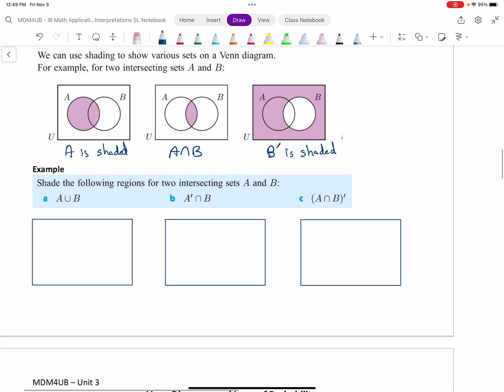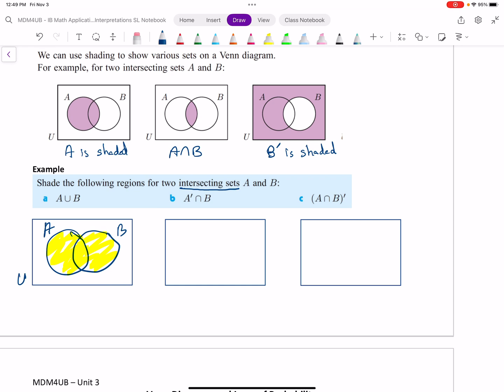So it says shade the following regions for two intersecting sets, A and B. So they're saying that they're intersecting. So A and B. If we shade these in, we'll label them here. So shade them all in. There's A, there's B. We can also put U out here, but it's not always necessary.